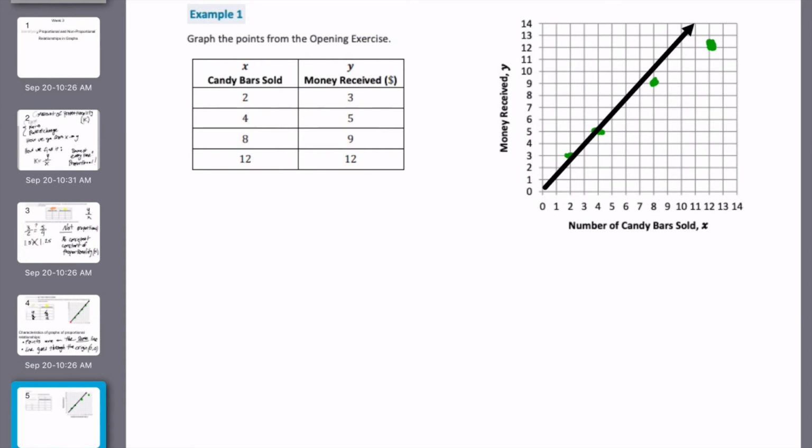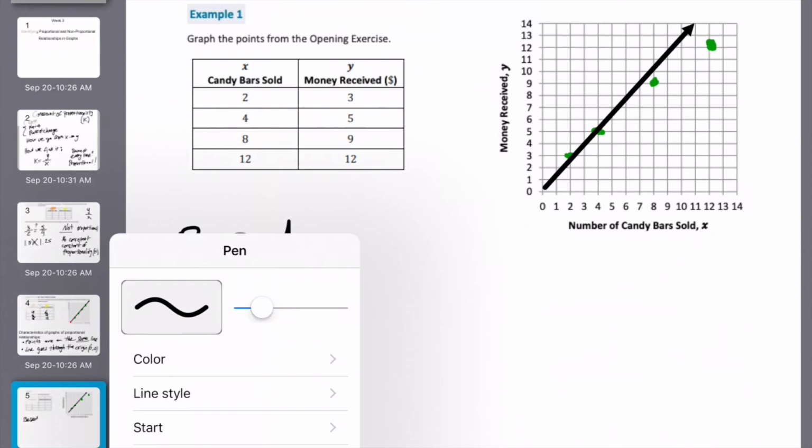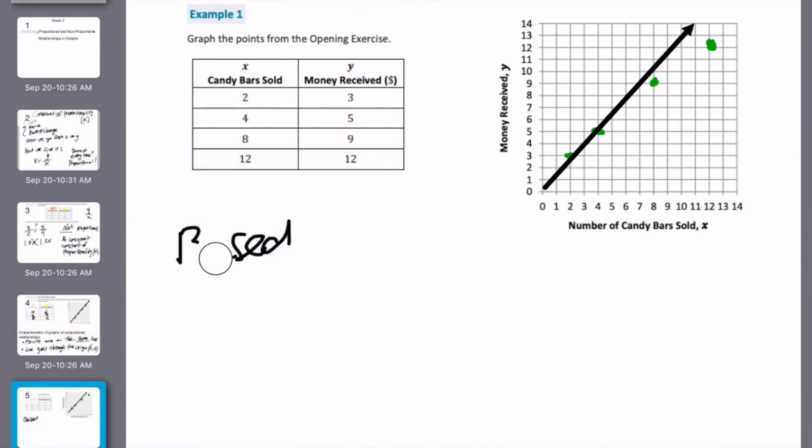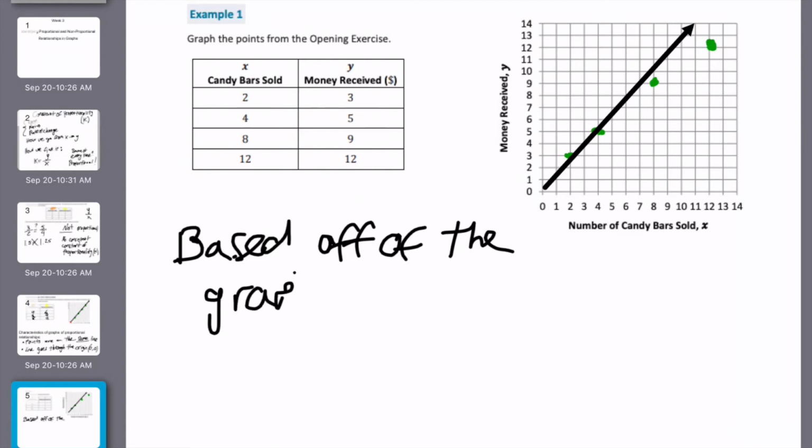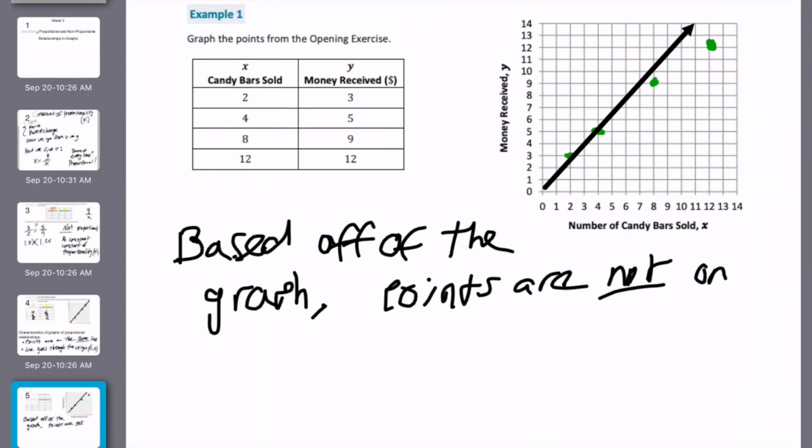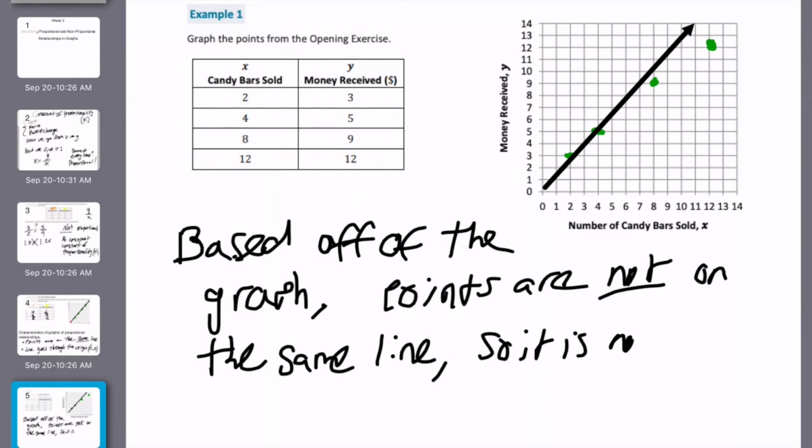So do I know if this relationship is proportional? Well, I already knew that it wasn't, but just based off of the graph, that's not a great looking line. Based off of the graph, the points are not on the same line. So it is not proportional.